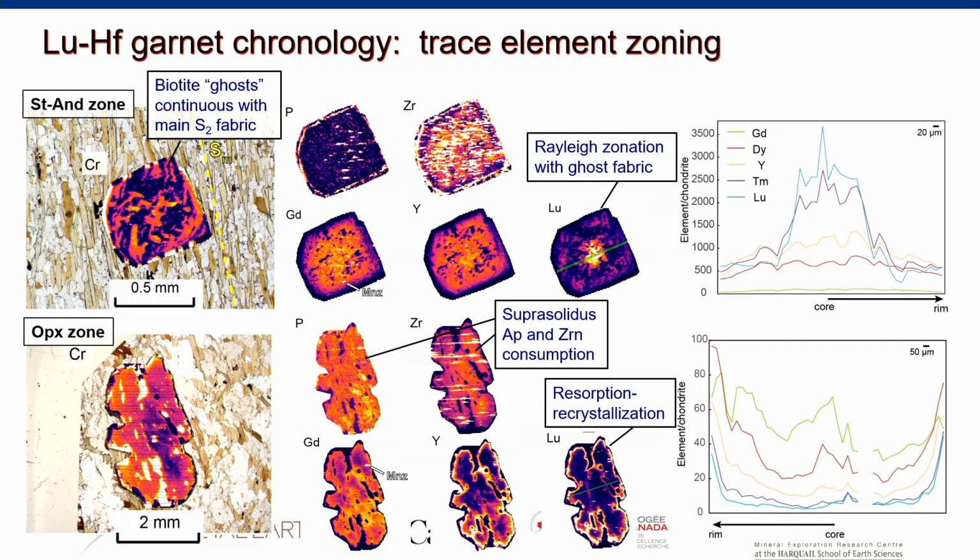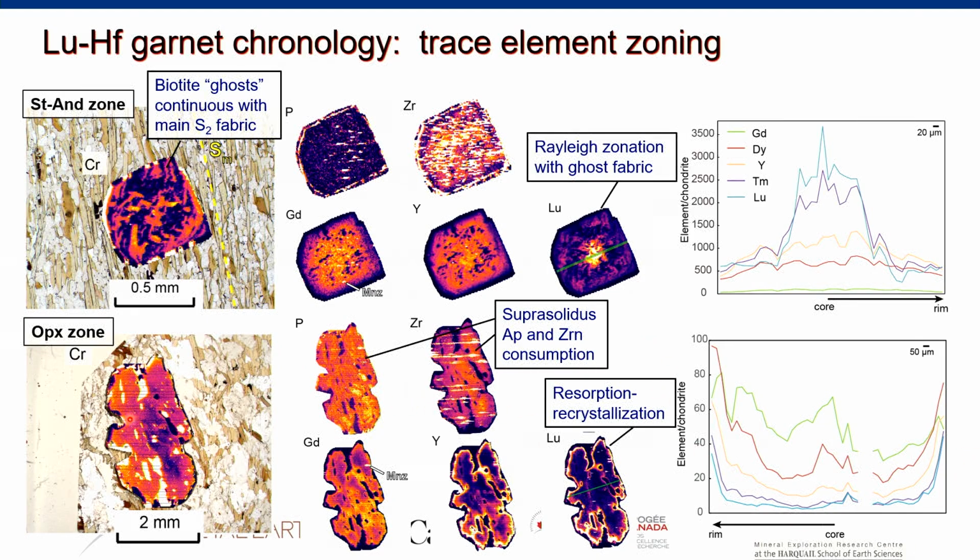These are garnets that have been mapped with laser ablation. You can see that you have different styles of zonation, and this is one of our staurolite zones. It's a typical subsolidus garnet with lutetium in the core, and you have this rotational feature in the chromium and other less mobile elements, indicating that this is syn-tectonic with respect to the main fabric here, which would be S2. So that's our typical garnet in the subsolidus zones.